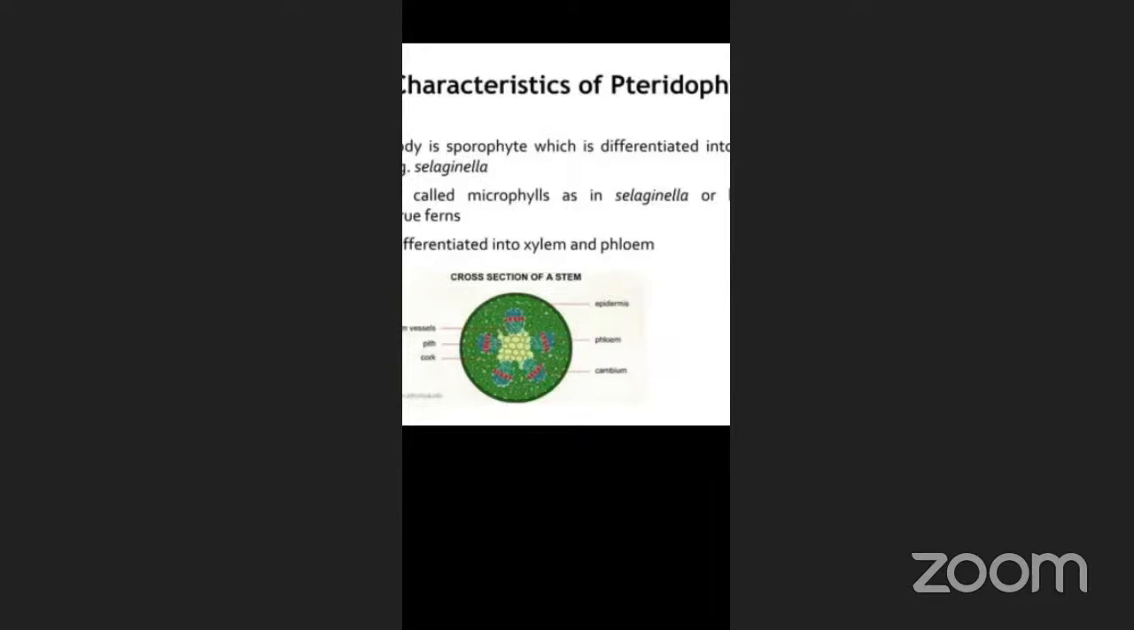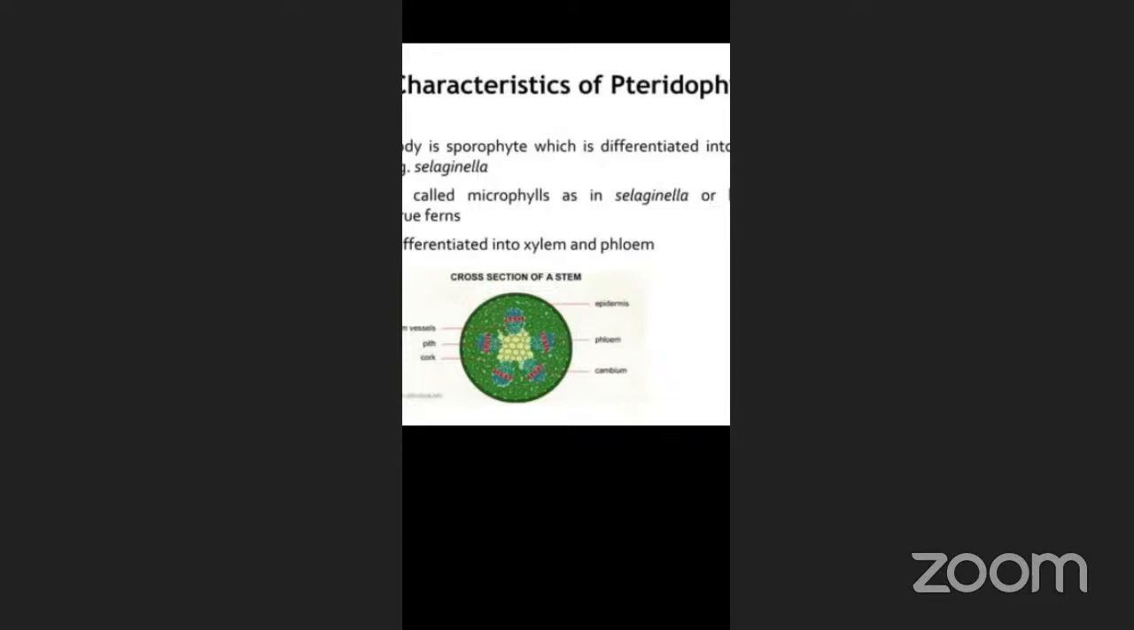The leaves may be simple, minute, and sessile in Lycopodium. Some are petiolate or megaphyllous in the Filicinae members. Okay, so simple, minute, and sessile. Sessile means there is no petiole, without petiole. That one we call sessile leaves, and we can observe them in Lycopodium. Some petiolate leaves are also present in the Filicinae.